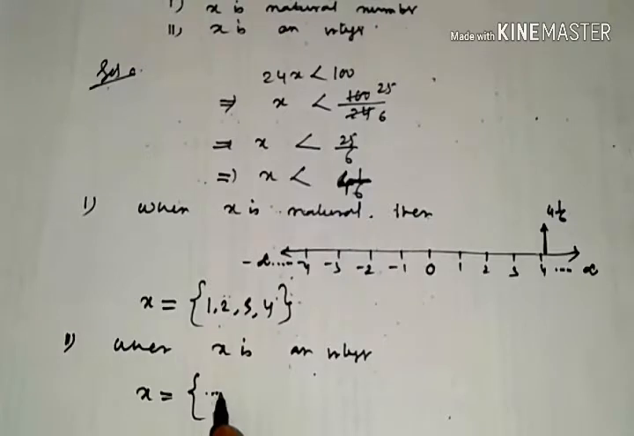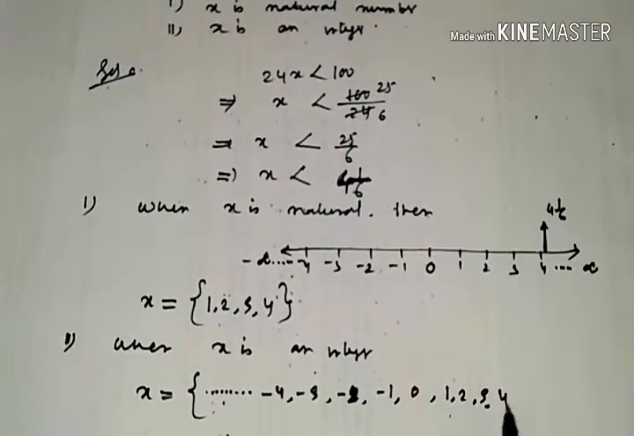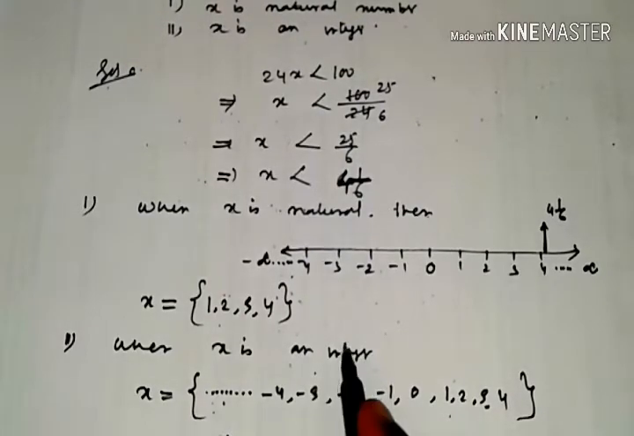Therefore, we can write it as up to infinity here, minus 4, minus 3, minus 2, minus 1, 0, 1, 2, 3, up to 4. That is the solution for the first problem.